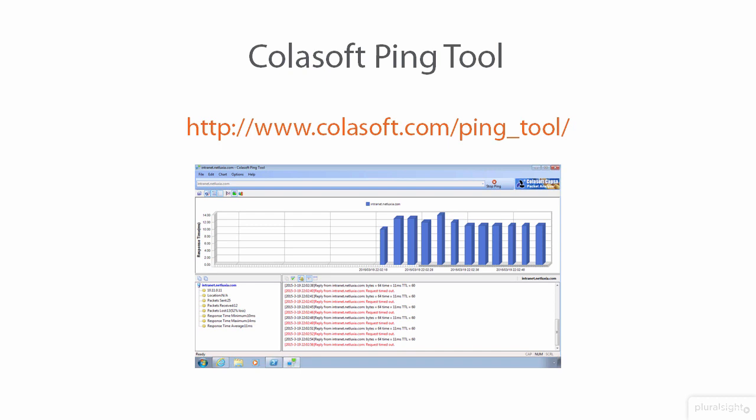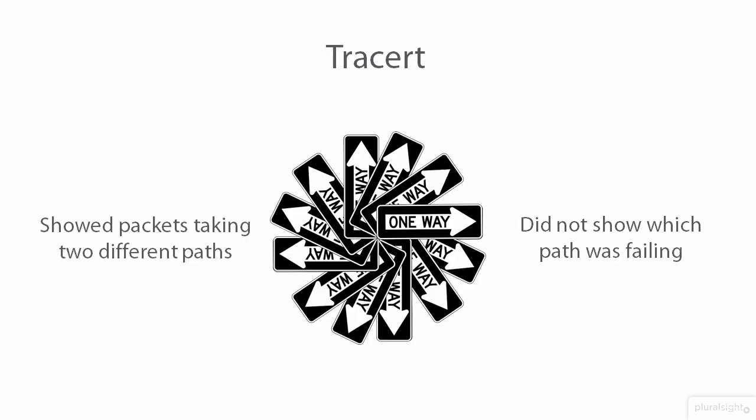After we discovered the 50% packet loss using ping tool, we ran a traceroute which showed us that the packet was taking two different paths, but it didn't tell us which path was failing. I'm not going to get into the technical details of how traceroute works, but suffice it to say that traceroute does not always tell the whole story. What this means is that you cannot always use a traceroute output alone to conclusively determine the cause of a problem. This is one of those cases where we have to be very wary of what traceroute is telling us.